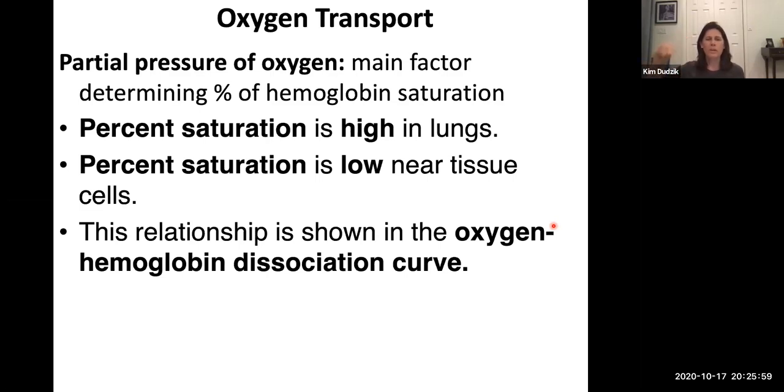When we move to the systemic system, the pressure of oxygen outside of the bloodstream is low, right? So that facilitates the release of oxygen off of hemoglobin. Hemoglobin wants to dissociate from oxygen, okay? So that it loses its affinity to oxygen when the partial pressure changes.